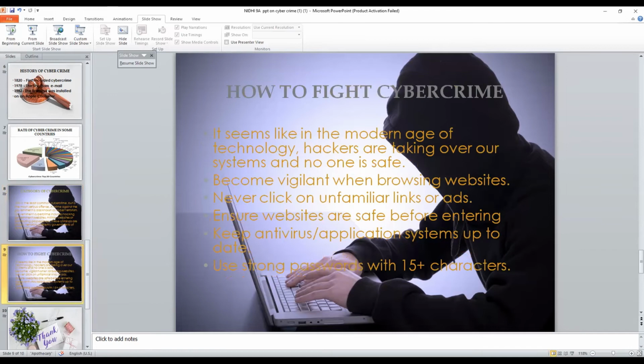Last but not the least, that is how to fight cybercrime. If we talk about our modern age, technology is increasing, so we have to be aware. First, we have to be aware of the websites we browse. We should never click on unfamiliar links or ads. Ensure that websites are safe before entering them. We have to keep antivirus applications and the system up to date. There should be strong passwords of 15 plus characters.